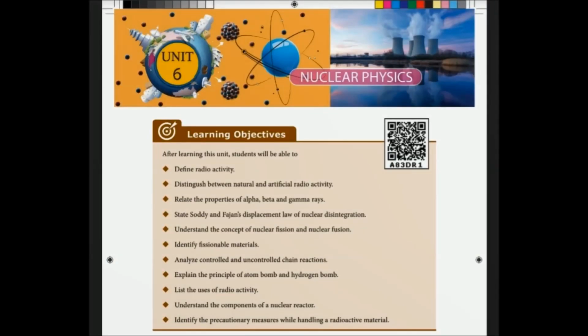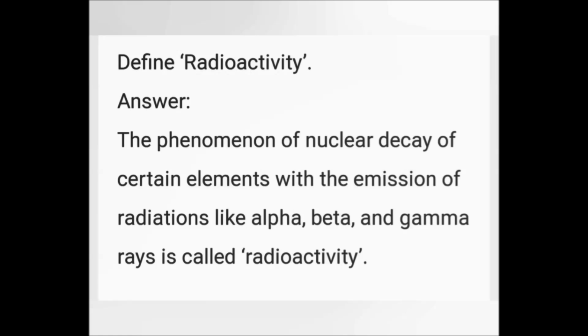Let's revise Chapter 6, Nuclear Physics. Define radioactivity. The phenomenon of nuclear decay of certain elements with the emission of radiations like alpha, beta and gamma rays is called radioactivity. We know that in a nuclear reaction, the nucleus of a certain element gets disintegrated with the emission of radiation. That process is called radioactivity.